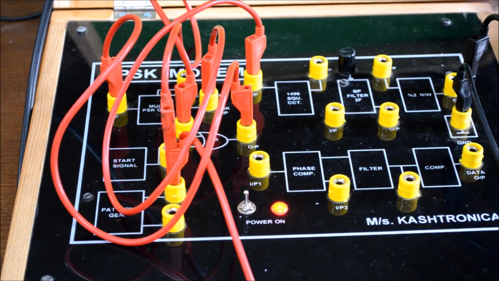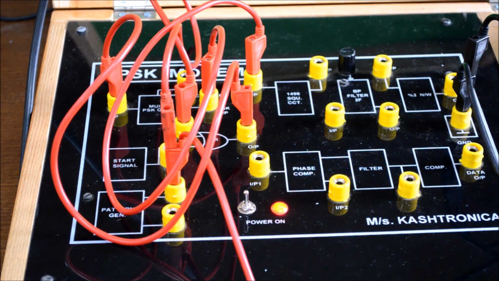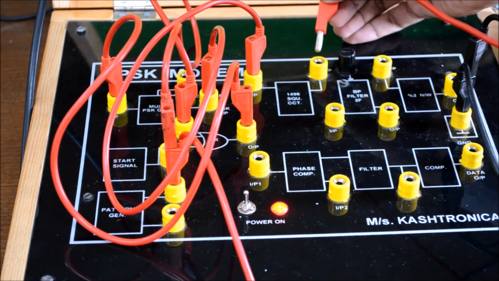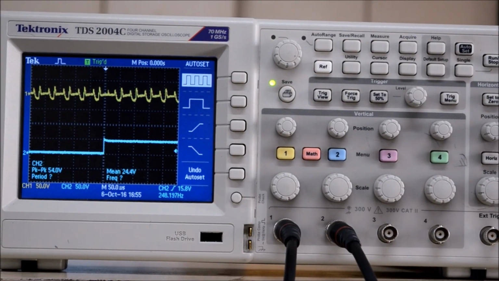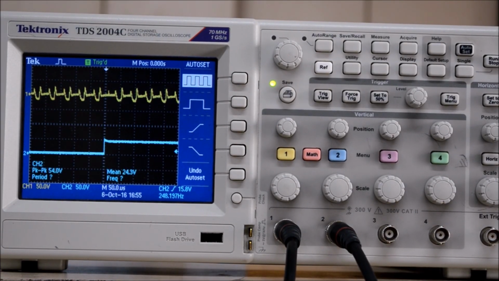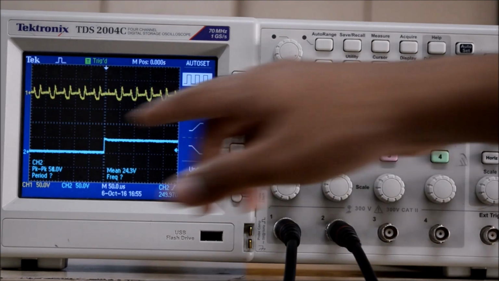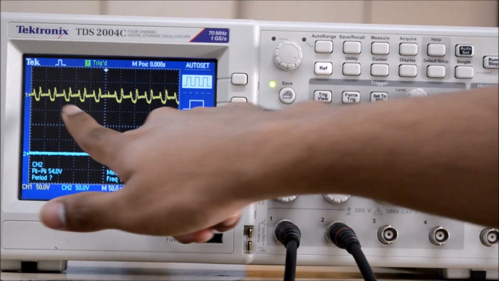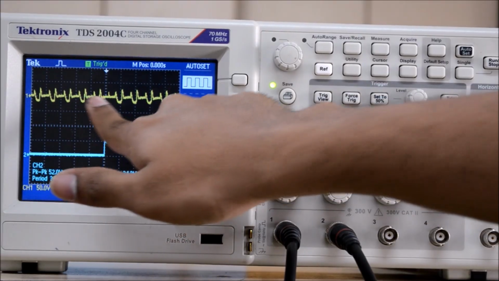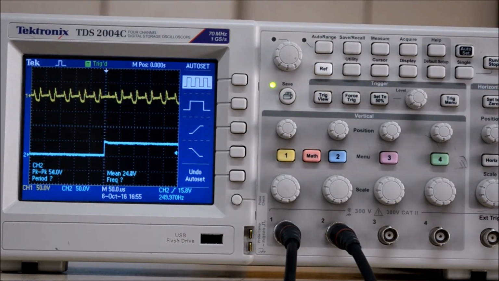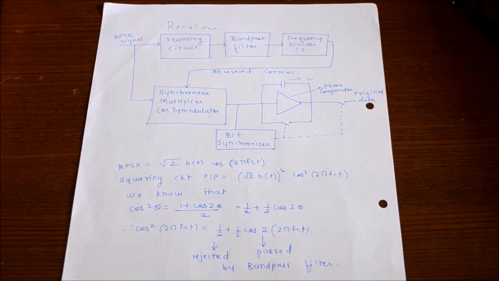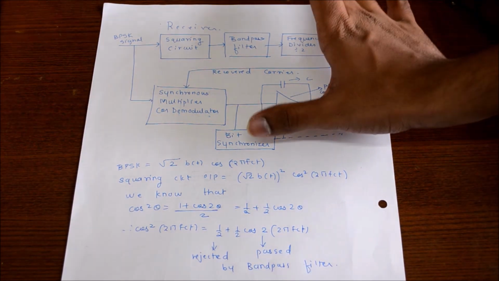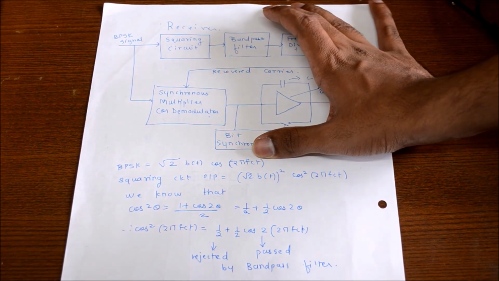Now we'll observe the squared signal here. We'll connect channel 1 of DSO to the output of the squaring circuit. So we can observe the squared signal here. It is irregular in shape, so we cannot determine the frequency of it. Now we'll observe the output of the bandpass filter. So this is the general block diagram of the BPSK receiver.